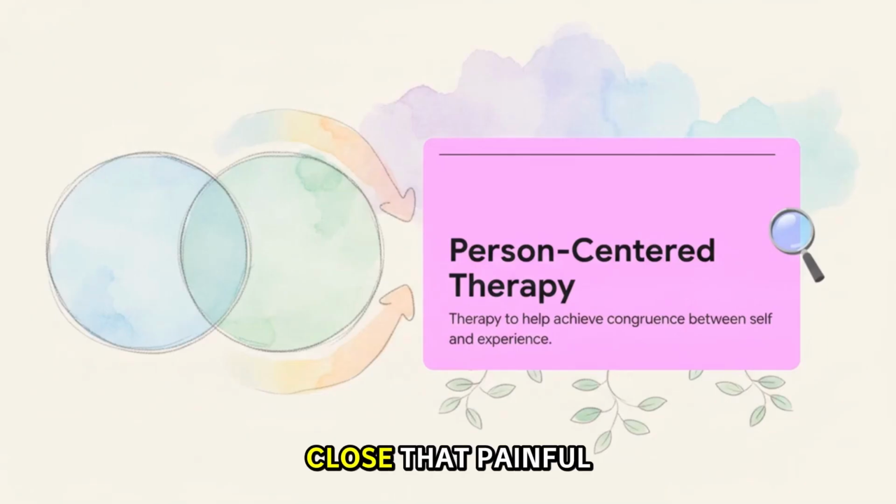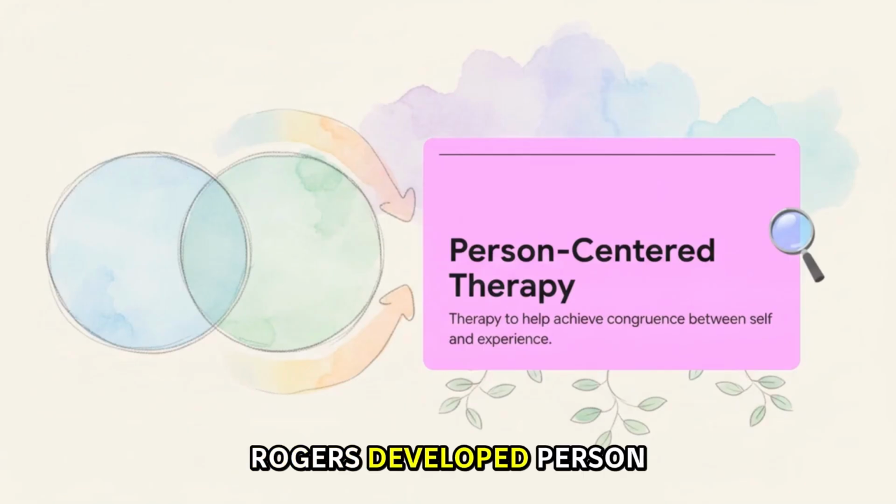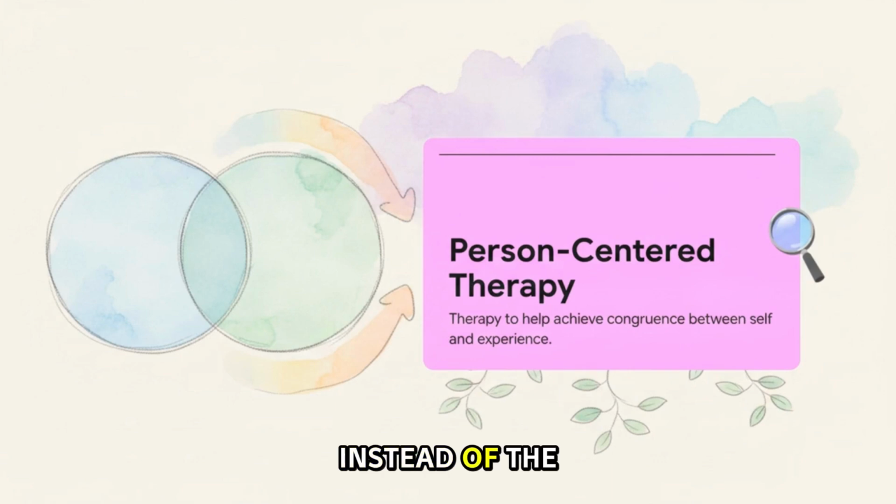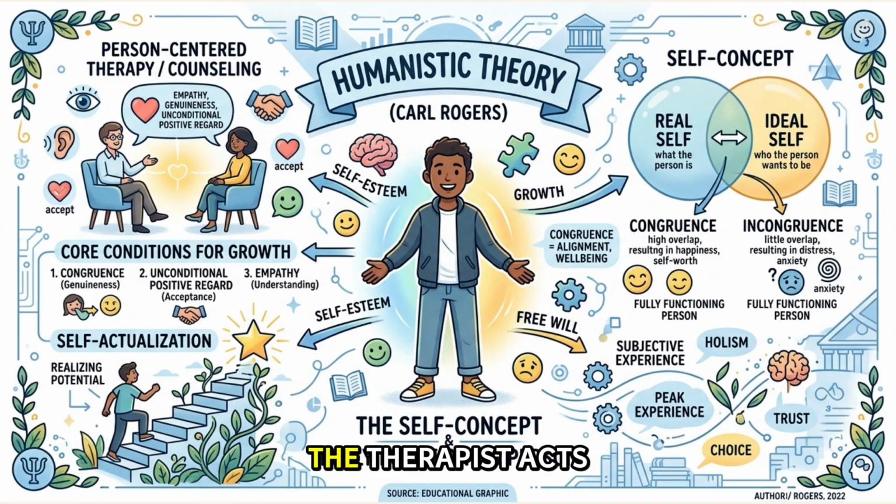To help people close that painful gap, Rogers developed person-centered therapy, also known as client-centered therapy. Instead of the therapist playing the all-knowing authority who diagnoses a broken machine, the therapist acts more like a facilitator. The entire goal here is to gently guide those two circles on our Venn diagram closer together, helping the individual achieve that absolutely crucial congruence between their current self and their experiences.